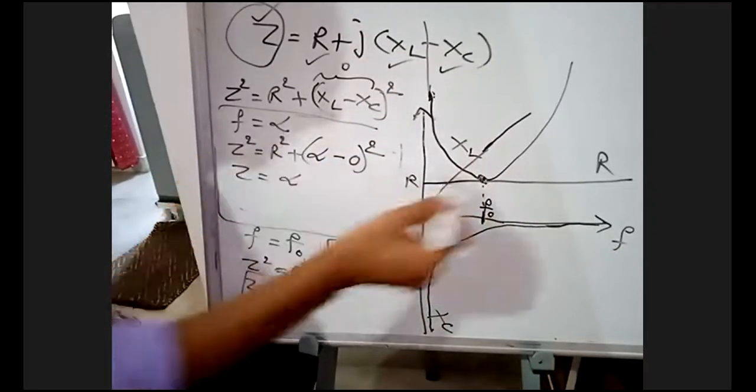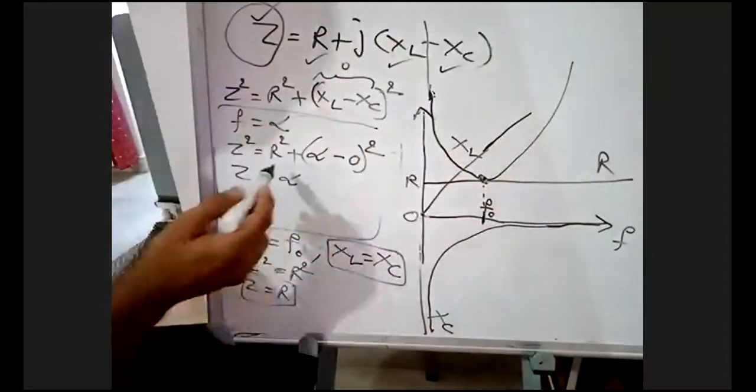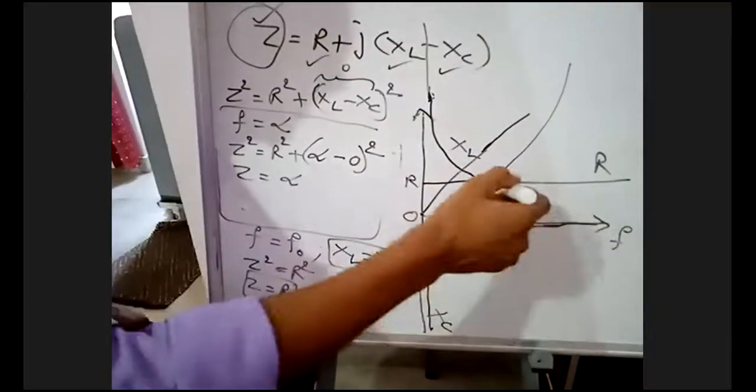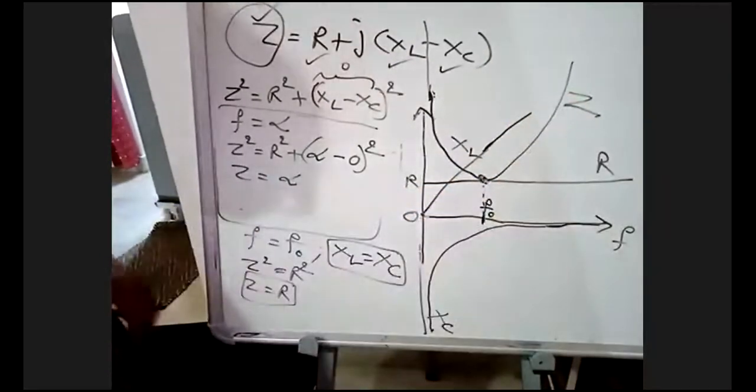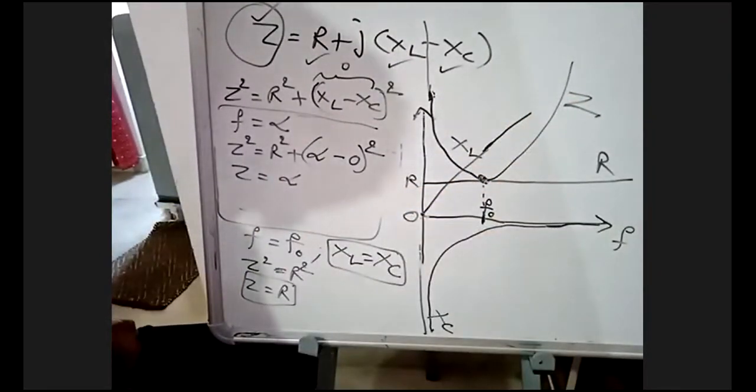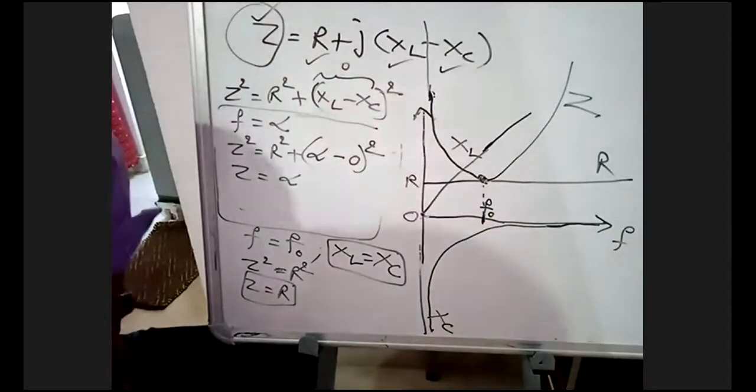Again at f is equal to infinity, it is going to infinity. When you increase the frequency to infinity, again it will go to infinity. This is the curve for Z. Observe this. If you are having doubt, you can ask me.